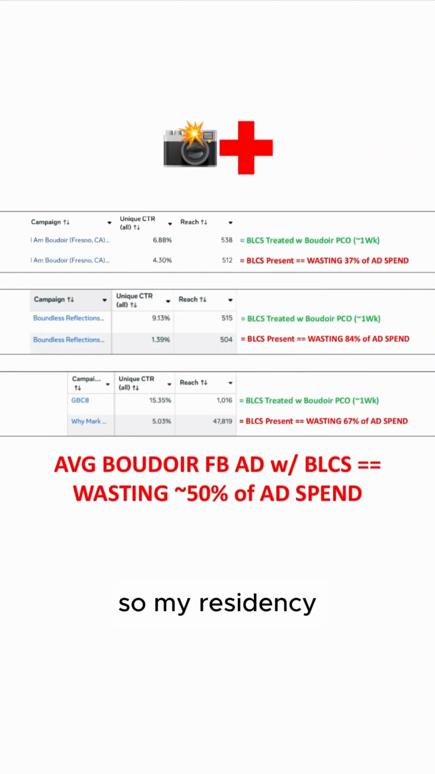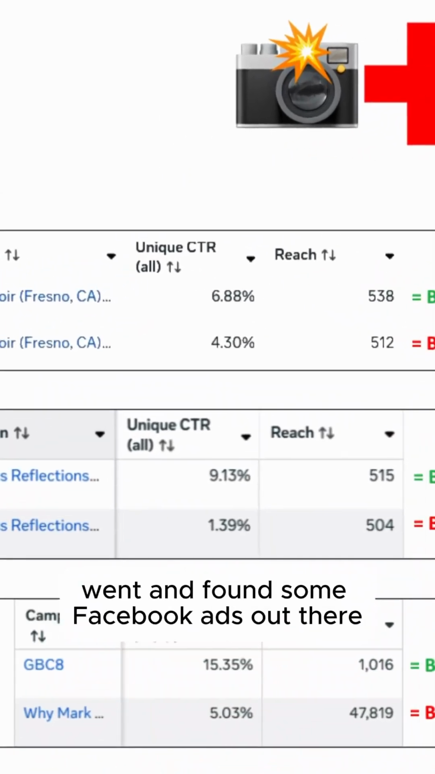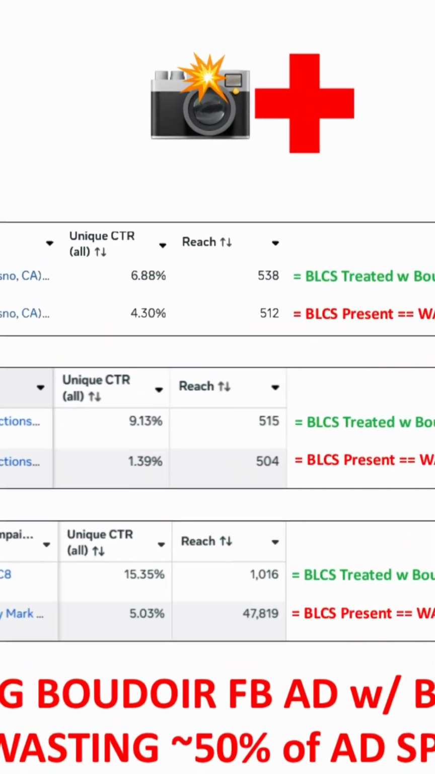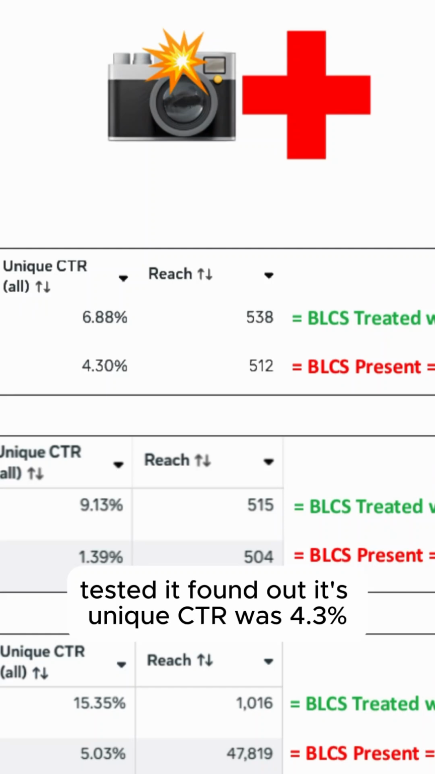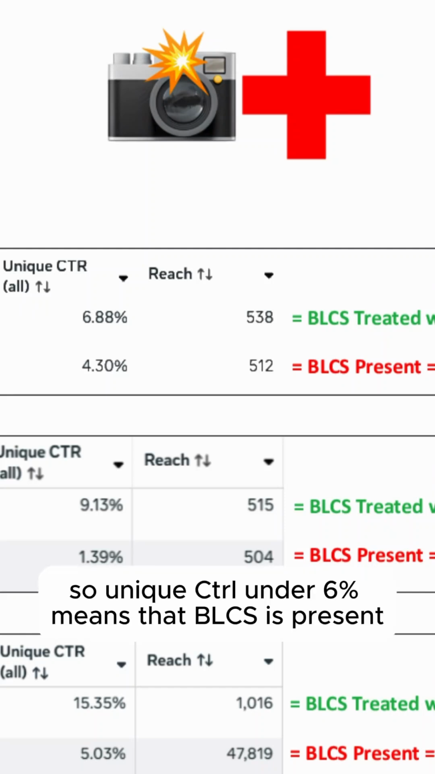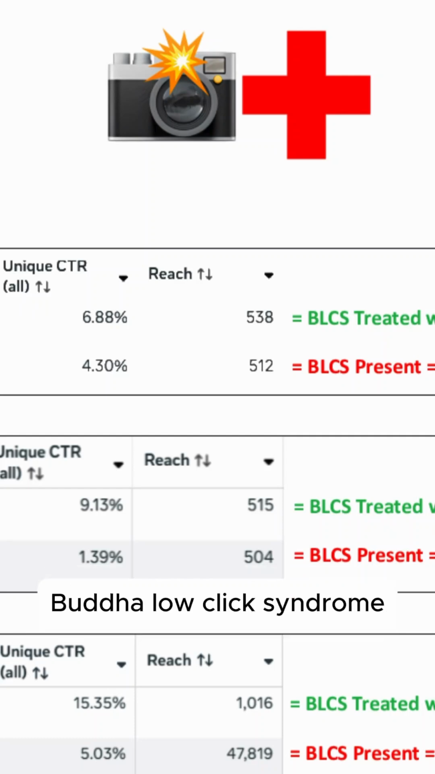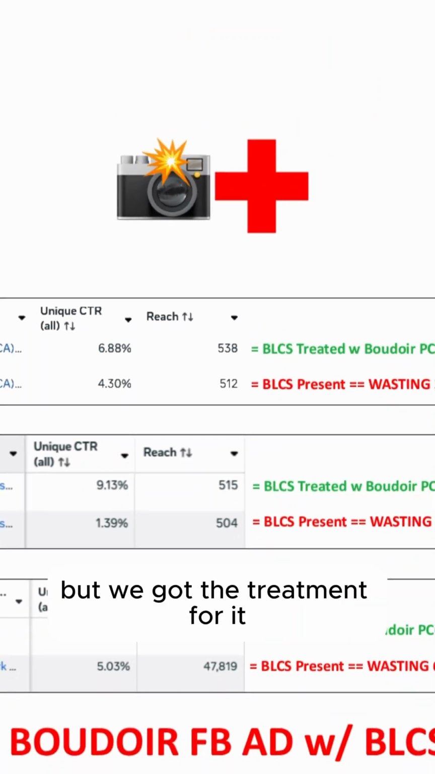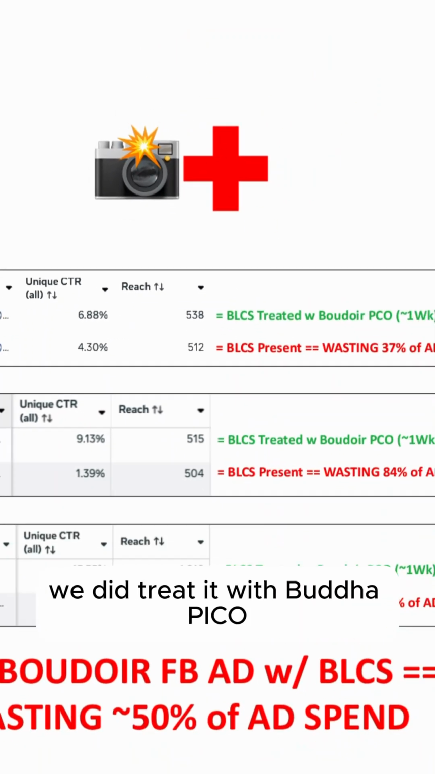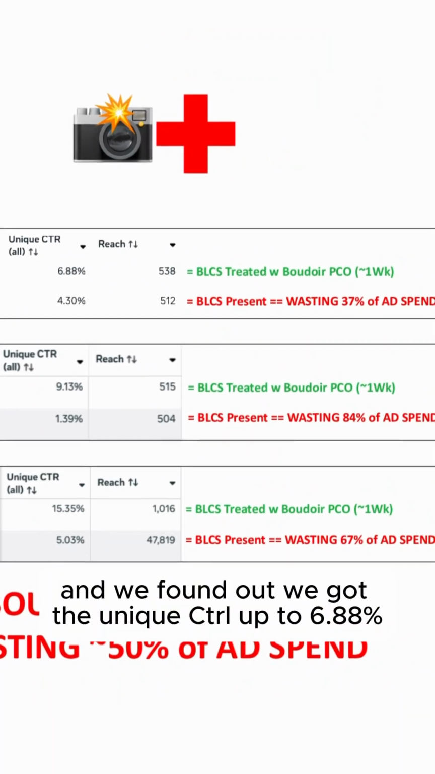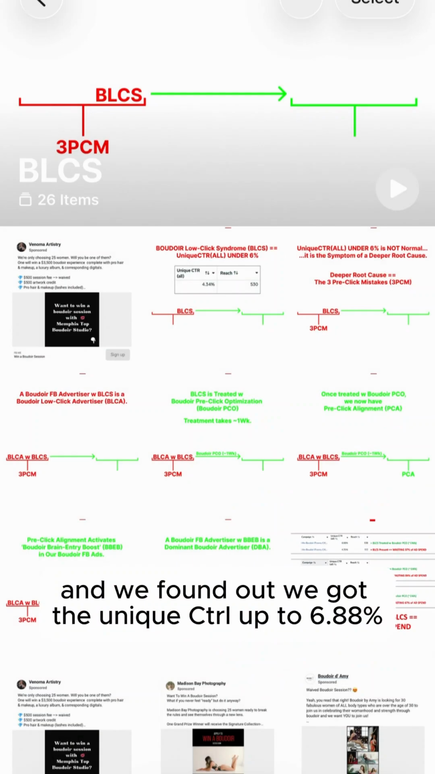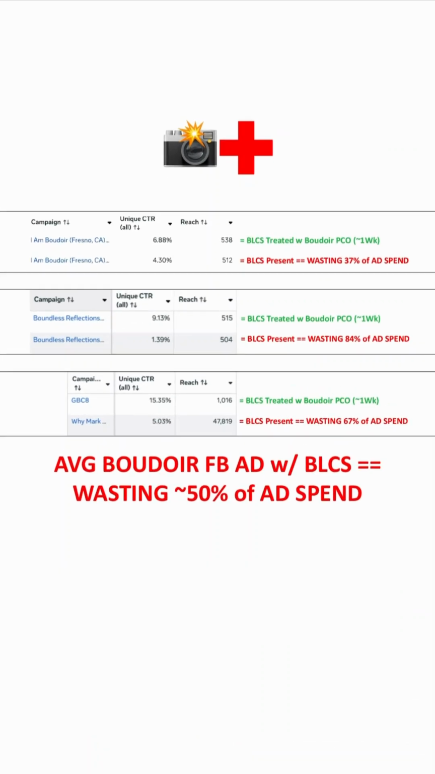So my residency went and found some Boudoir Facebook ads out there. Brought the first one back to the hospital, tested it, found out its unique CTR is 4.3%. So unique CTR under 6% means that BLCS is present, Boudoir low click syndrome. But we got the treatment for it. We did treat it with Boudoir Pico. It takes about a week. And we found out, we got the unique CTR up to 6.88%.